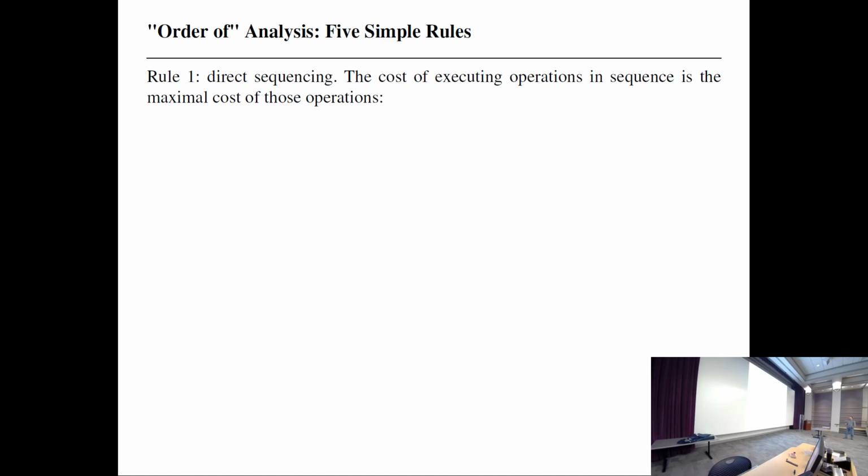The first rule is called direct sequencing. It says the cost of executing operations in sequence is the maximum cost of any one of those operations. So I have a bunch of operations that take one time step, and then one that takes order n squared time. The cost of all of those together is just order n squared. This embodies that worst case assumption. The order of a sequence of steps A, B, C is just the maximum of order A, order B, and order C.